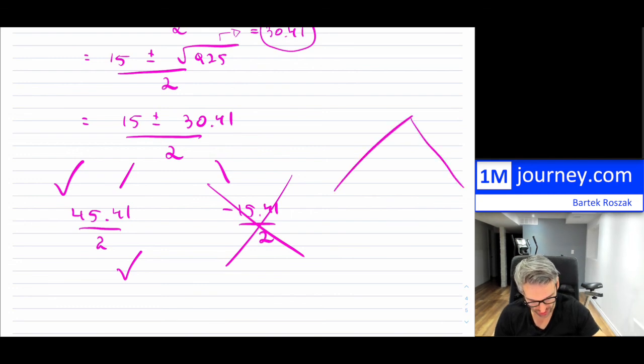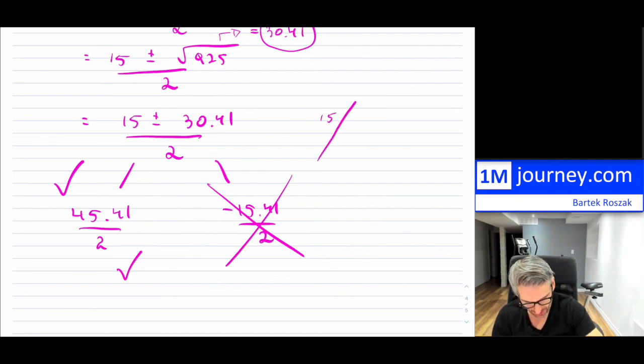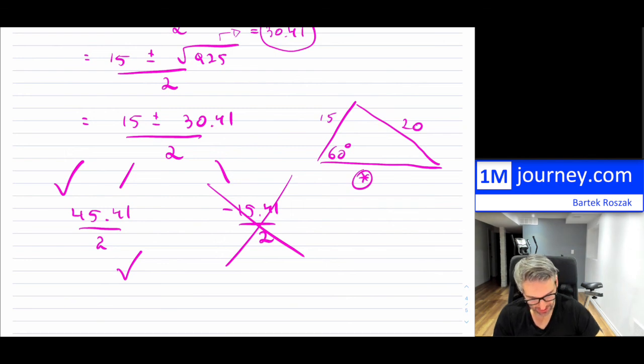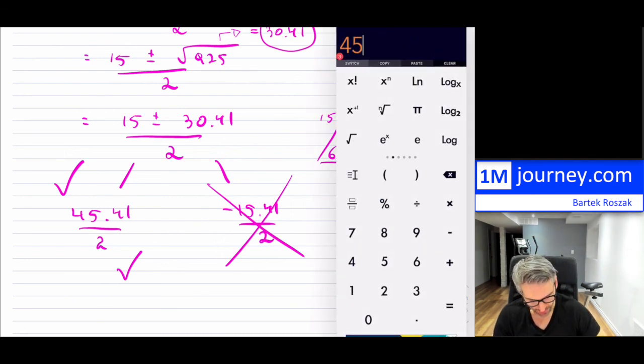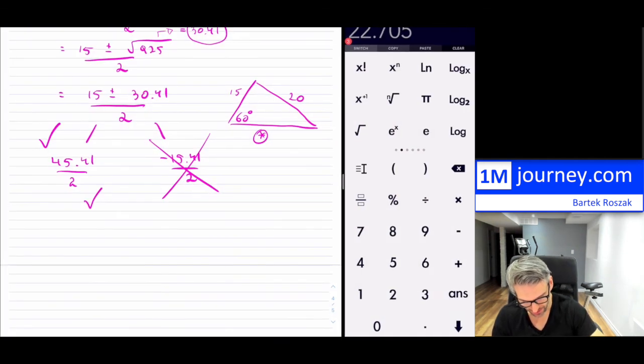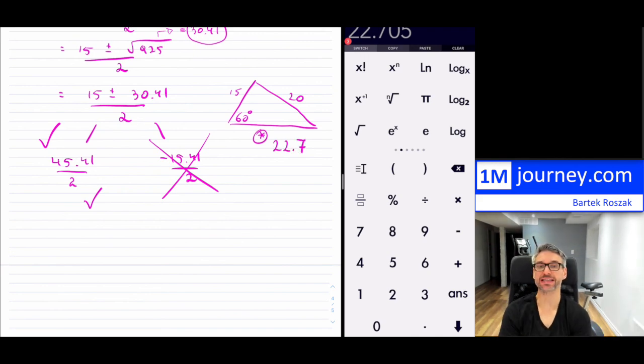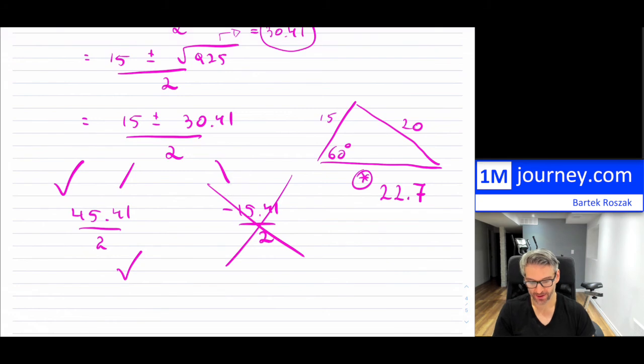So if I'm going to be drawing out my triangle, now this is definitely not how it's going to be. Okay, if this is 15, this one was, I think, 20. Okay, so this is 60. So that means that this side right here would have been 45.41 divided by 2, which is approximately 22.7. Okay, so this is 22.7. That's that side, and there's only a unique answer to this. So that's pretty cool. I like that the cosine law actually shows us the actual solutions in this ambiguous case.